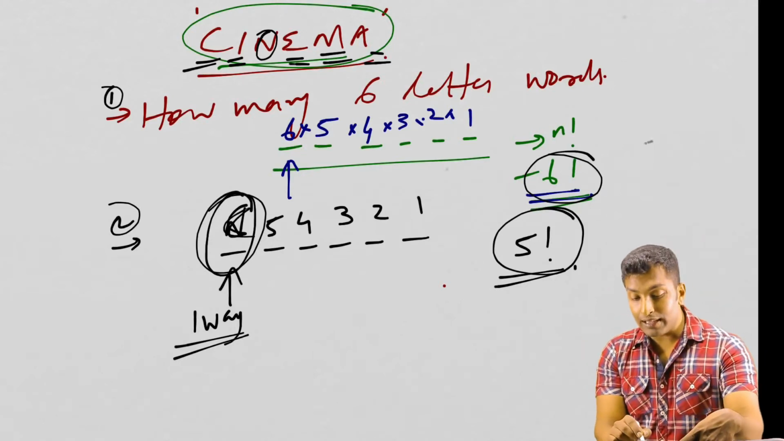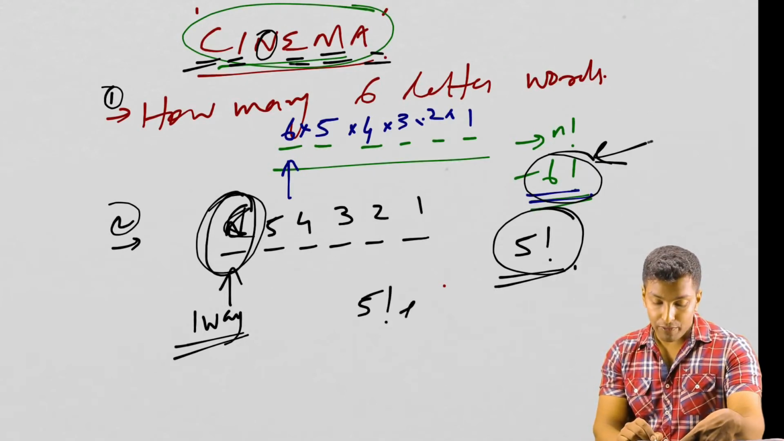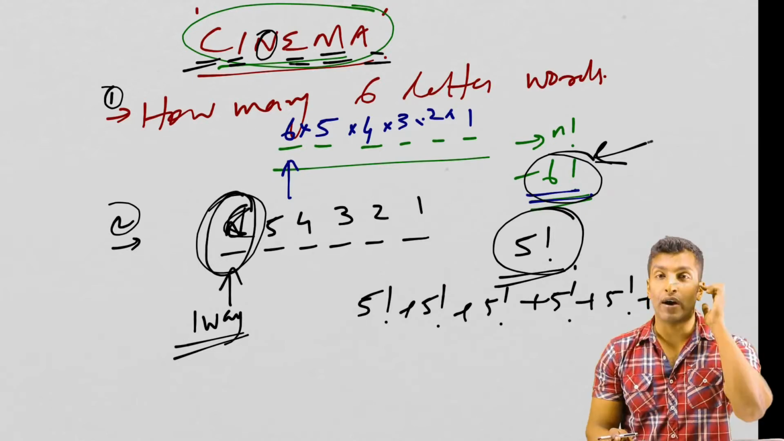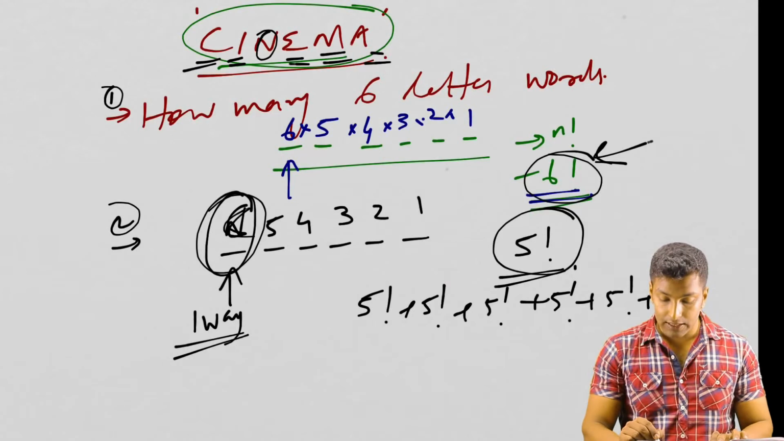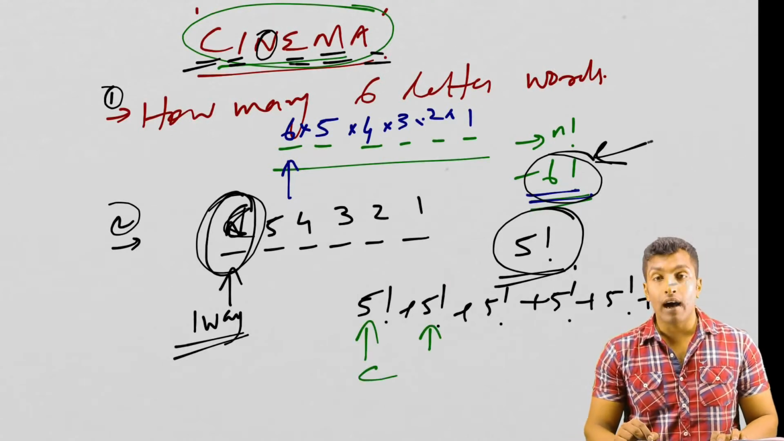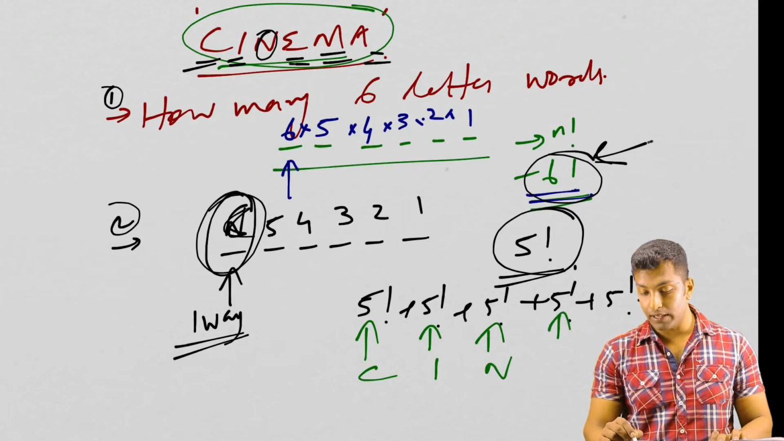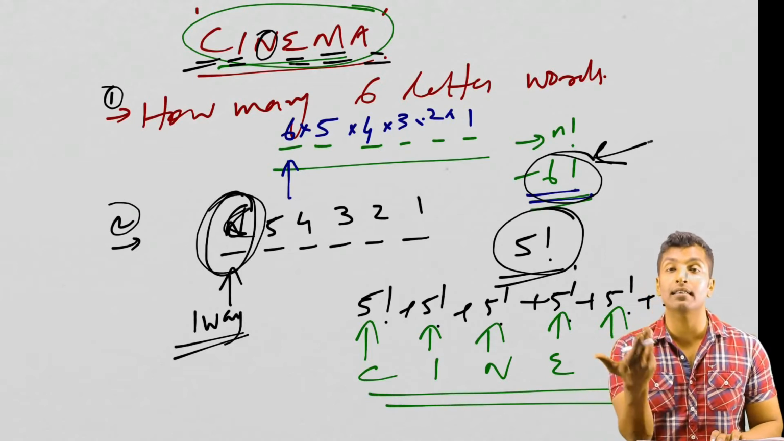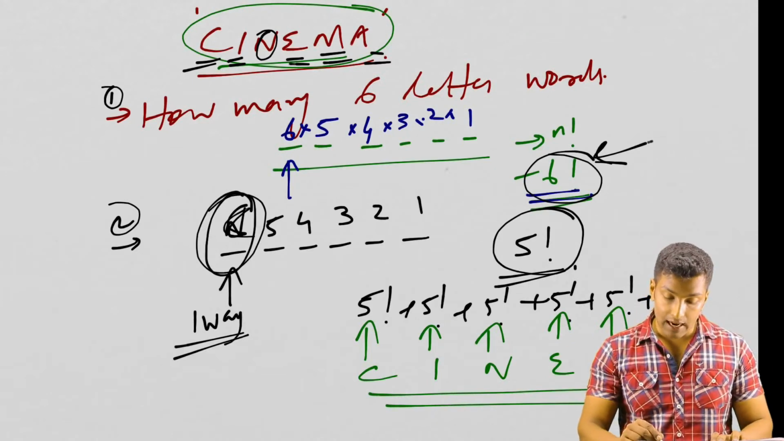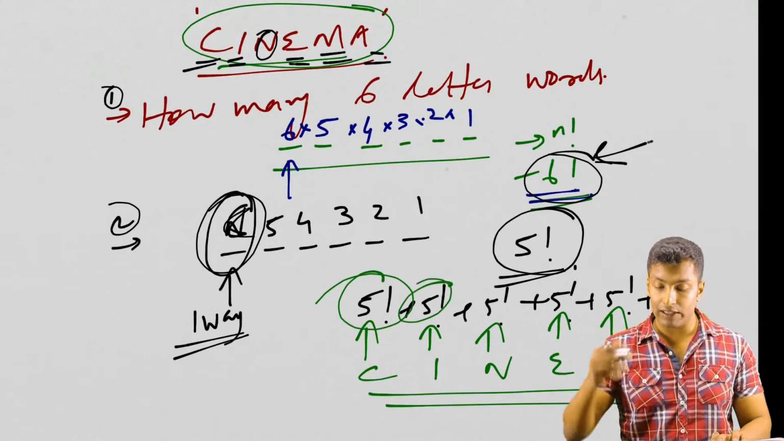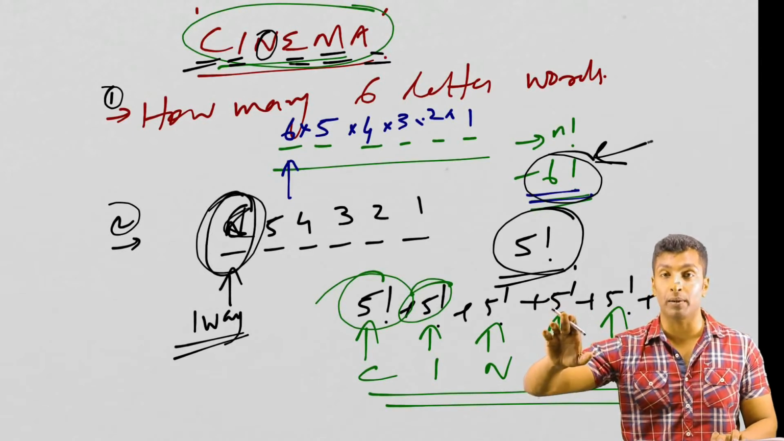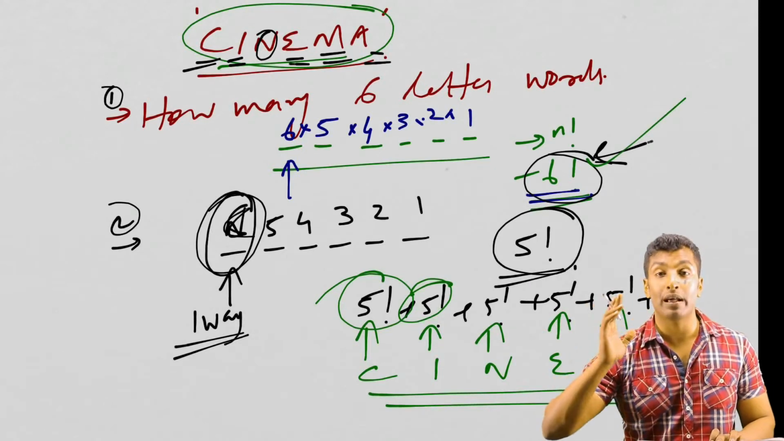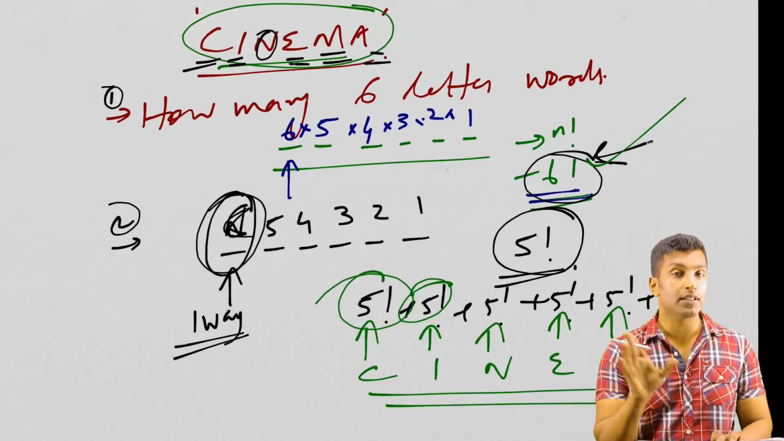So this 6 factorial is effectively 5 factorial plus 5 factorial plus 5 factorial plus 5 factorial plus 5 factorial plus 5 factorial. Why? Because this 5 factorial is the words which are starting with C. This is nothing but starting with I. Then this is nothing but N. This is nothing but E. This is nothing but M. This is nothing but A. And these are the possible ways in which you can start the word, right? So with C there are 5 factorial words. With I you have 5 factorial. With N, with E, with M and A you have 5 factorial. If you add everything, you'll be getting 6 factorial. That is nothing but the total number of words that you can make with 6 letters. I hope this is clear for all of you.